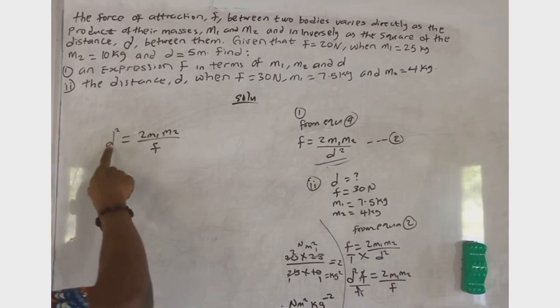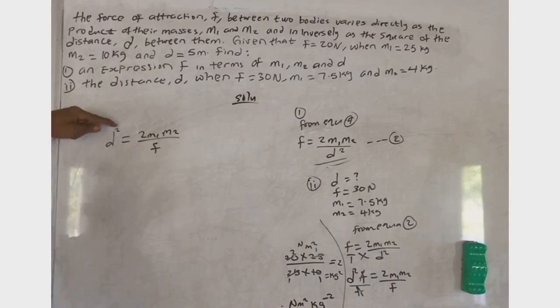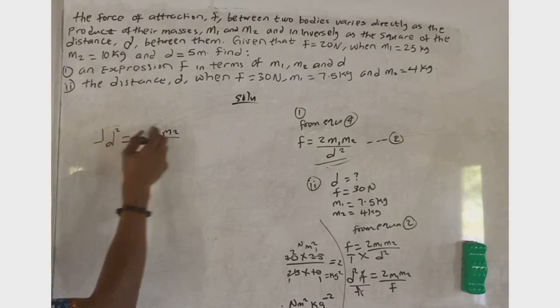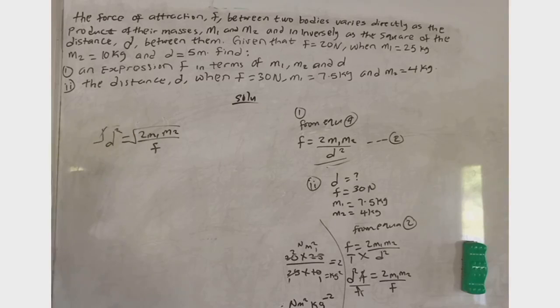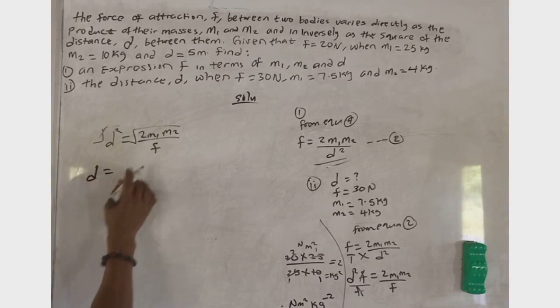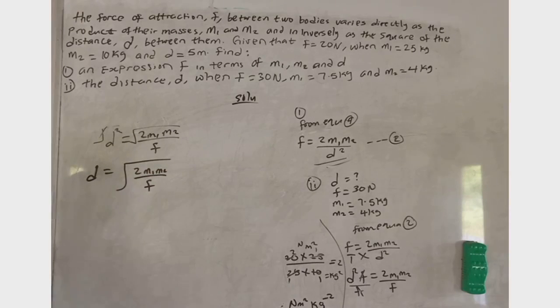So here we still have a square. In order to cancel this square, you take the square root of both sides. When you take the square root of this side and of this side, the square on D cancels. We are left with D is equal to the square root of 2 m1 m2 over F. Now this is the formula to calculate D in this expression.